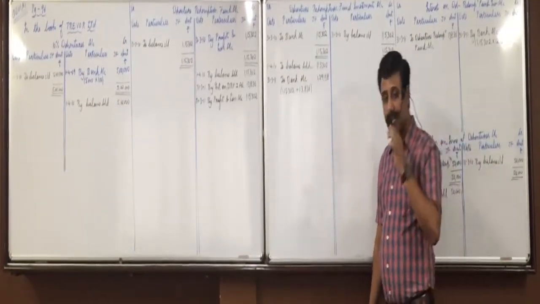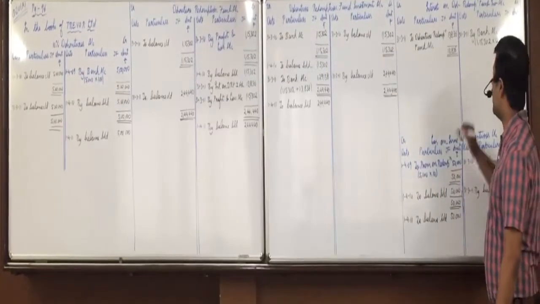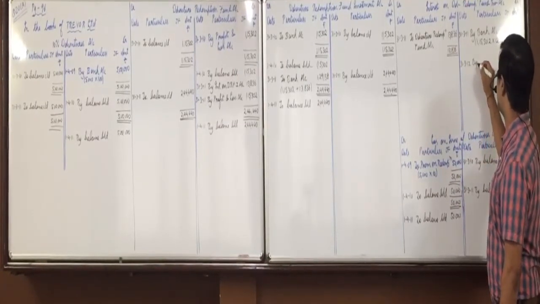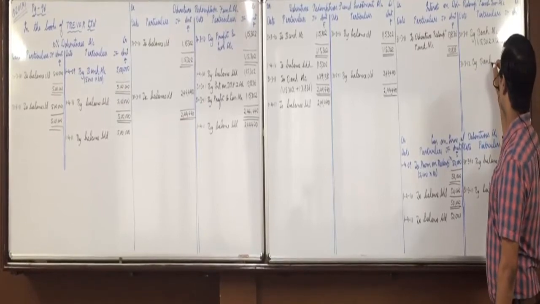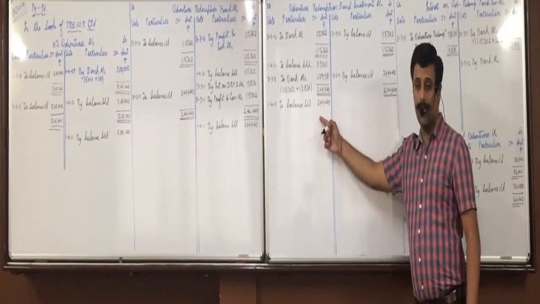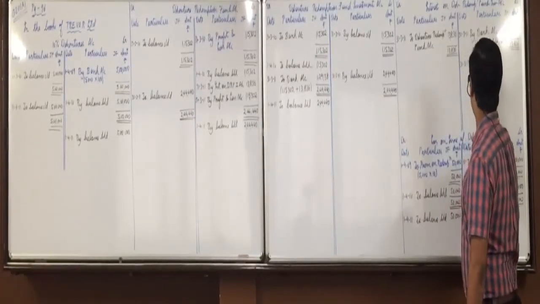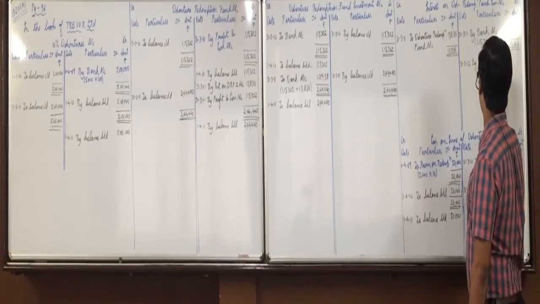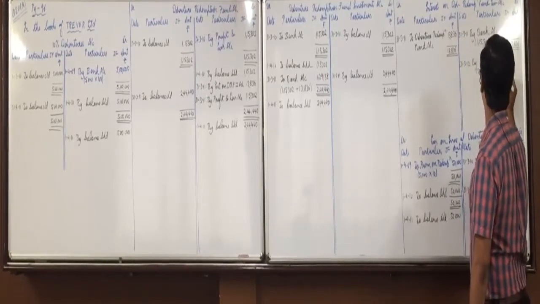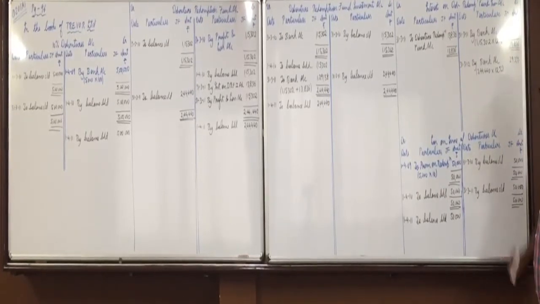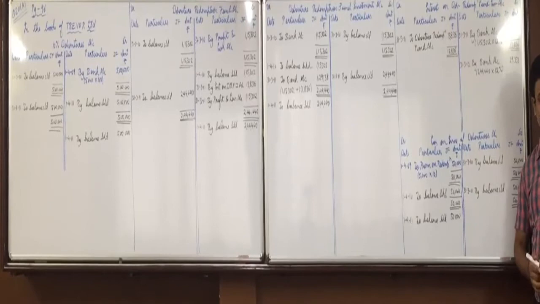So now again we'll do the balancing. Bank to interest. So interest on credit side by bank account. Now opening balance of investment is 244,440 into 12%. Once again, what is the amount? 29,333. Did anyone understand this?